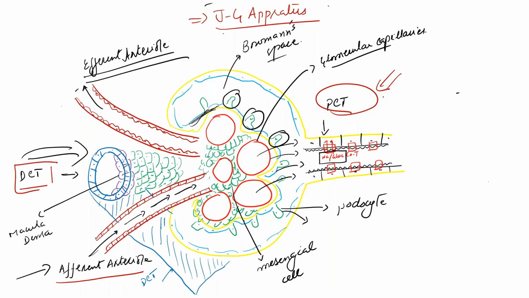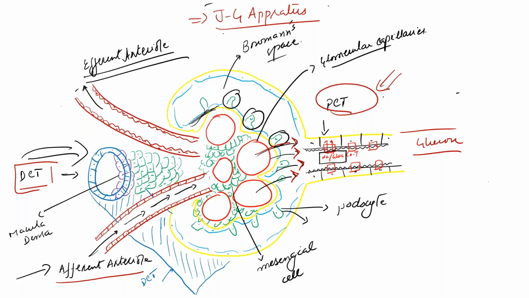So normally blood flows from the afferent arteriole into the glomerulus, and some of the glucose will be filtered into the proximal convoluted tubule, but normally all the glucose will be reabsorbed through the sodium glucose co-transporter in the proximal convoluted tubule, and no glucose will appear in the urine. So normally we have no glucose in the urine.